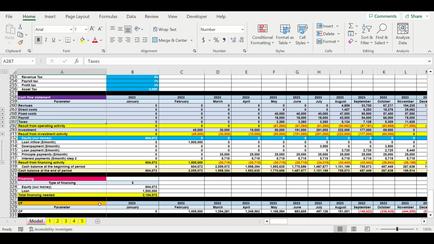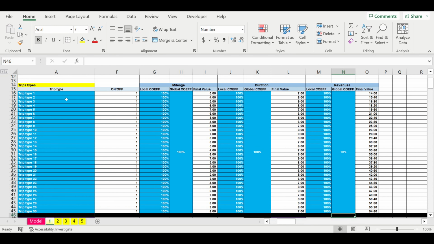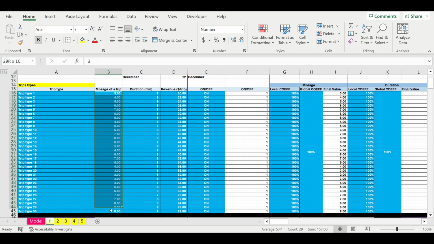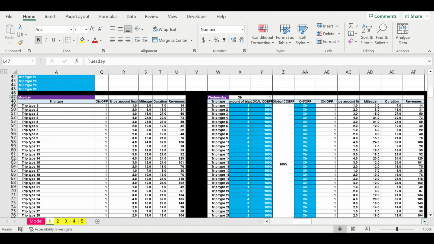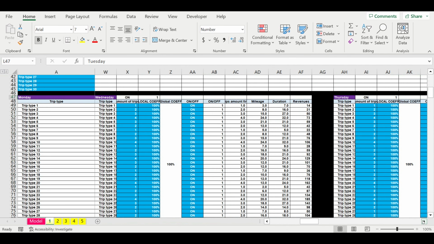First of all, let me briefly show you what we did before. We have a model where all our inputs are colored blue. Let's have an example. We have 5 cars in our fleet. We have different types of trips. Here is the mileage for these trips. This is the duration of these trips. Revenue per trip, we can switch them on and off. We have different coefficients for mileage, duration, and revenues for scenario modeling. Then we specify how many trips we have on Monday, Tuesday, Wednesday, Thursday. So we are specifying the portrait of the week from Monday to Sunday.